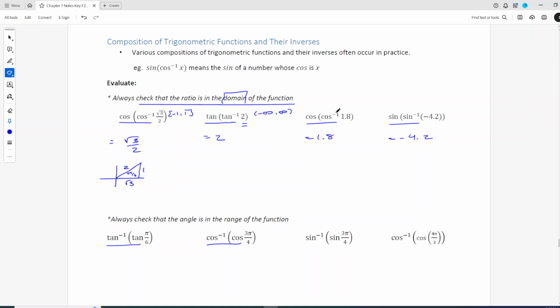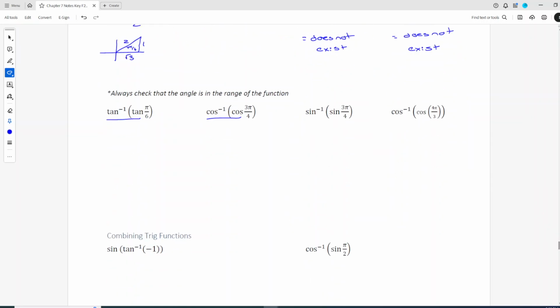And then what about these ones? Well, cosine is restricted to -1 to 1, so no, there is no solution. And for this one, sine, we're restricted to -1 to 1, so we have to reject that one as well. If you wanted to write something, you could just say does not exist. Does not compute. Okay, these ones aren't super common in your homework. What's more common is these ones, but I just wanted to start with that idea.